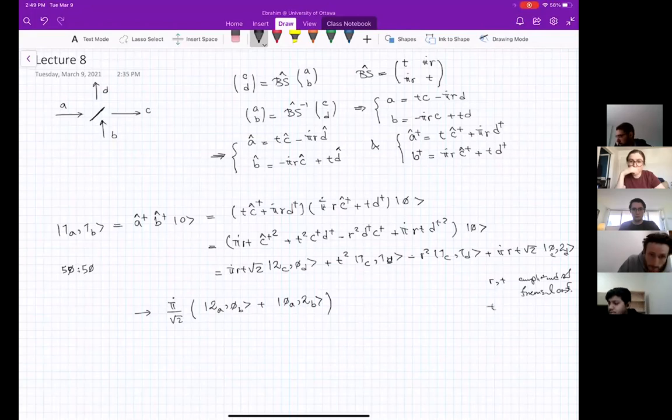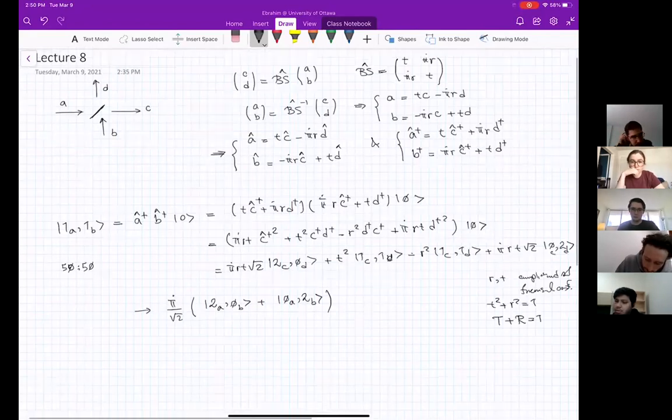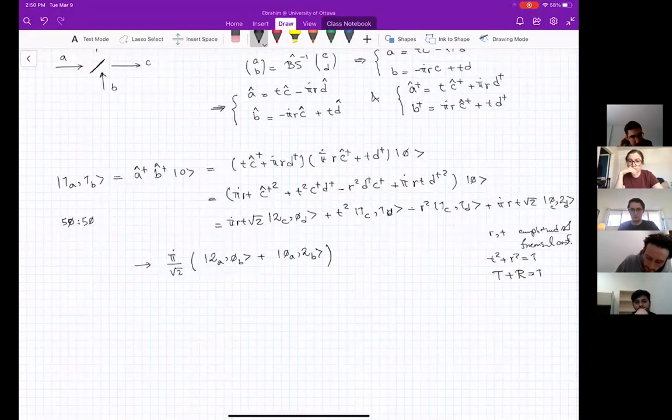Essentially, from unitarity, we know that T squared plus R squared is equal to 1. In some books, they call them capital T plus capital R equal to 1, okay? So just get familiar with the notation. Maybe if you go to some books like Loudon's book or Hecht, you will find that it's written this way. Anyway, for a 50-50 beam splitter, this is what you will end up with.